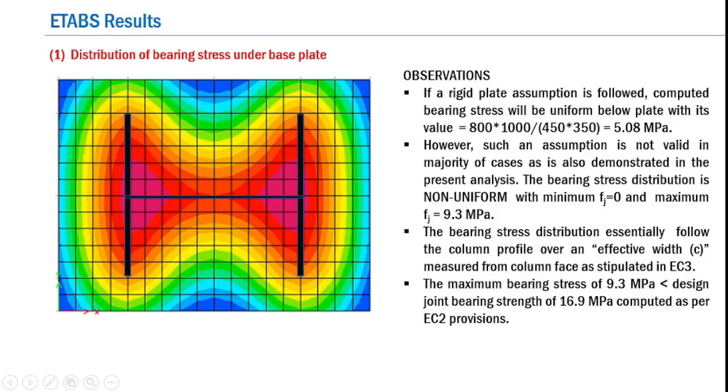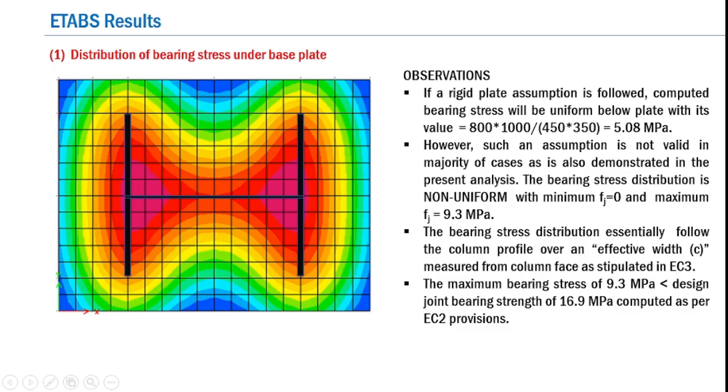So if a rigid plate assumption is followed, which is being used in many of the codes, we know that the bearing stress distribution will be uniform. And for this case, if a rigid plate assumption is used, the value of the bearing stress will be uniform, and its value is nothing but the applied load P divided by the total area of the base plate. And the dimension of the base plate, as you know, is 350 by 450 mm.